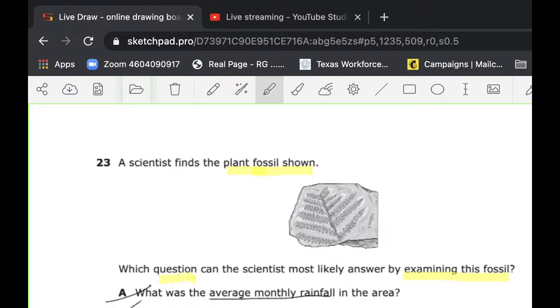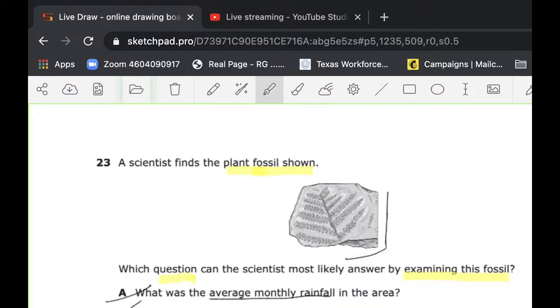Answer choice C. How much oxygen was in the atmosphere surrounding the plant? The fossil cannot help scientists discover this either, because just by looking at the fossil, you can't determine how much oxygen was in the atmosphere surrounding the plants at the time. Again, that's too specific. All of these have a commonality, because each one is a little too specific and you can't tell what they are just by looking at this one fossil.